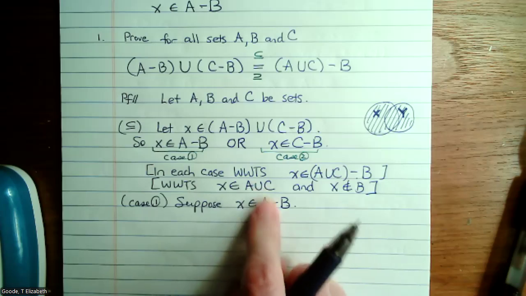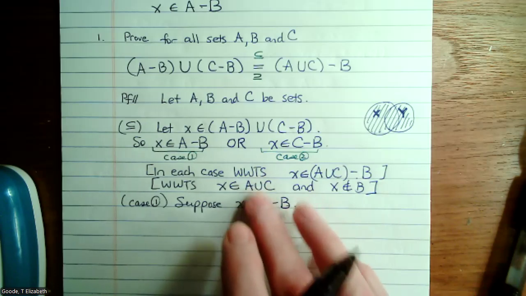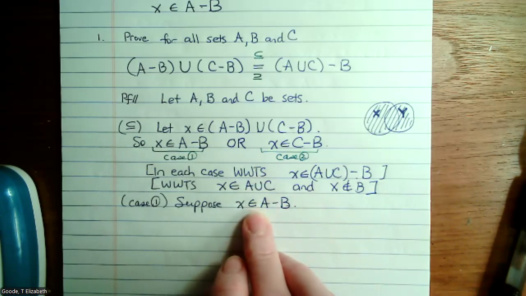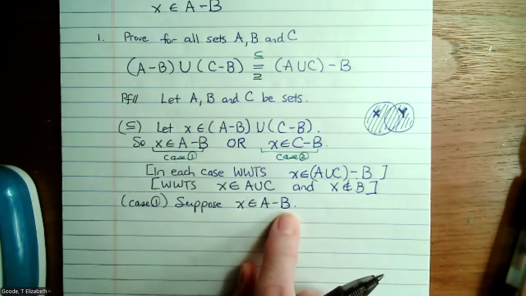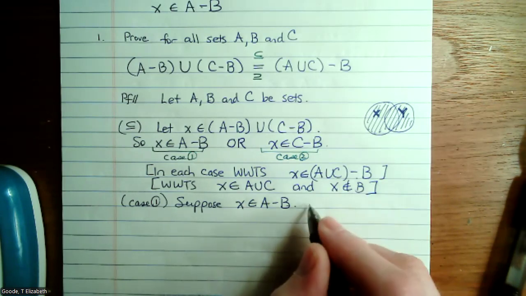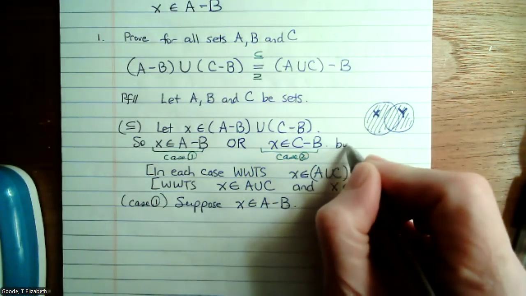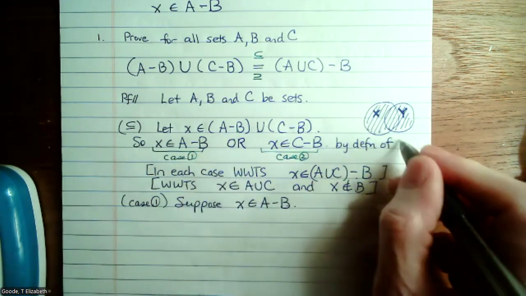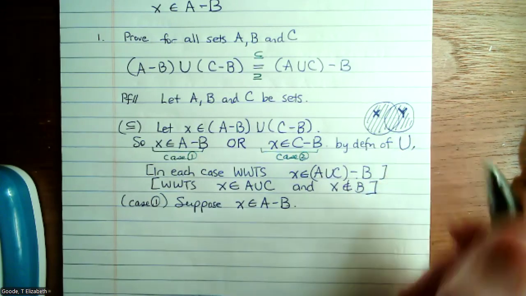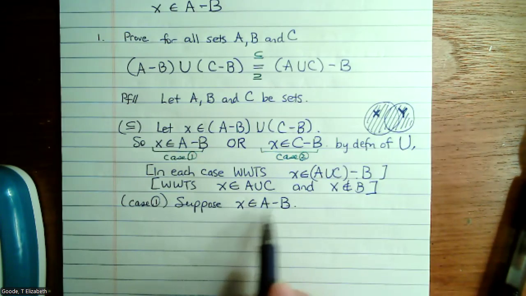Okay. So these aren't so complicated that you can't see how they meet in the middle. Now we would just continue to break down what it means for X to be in A minus B. Oh, by the way, here I should have said by definition of what? By definition of union. Yeah, I should have said that there. All right, good. So now we're going to break this down.